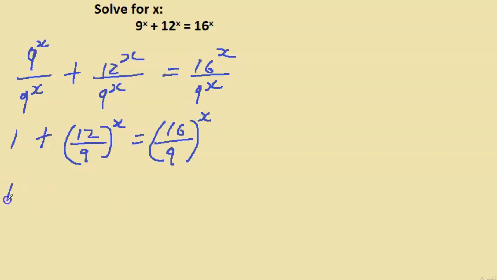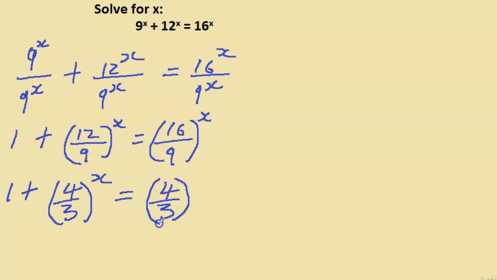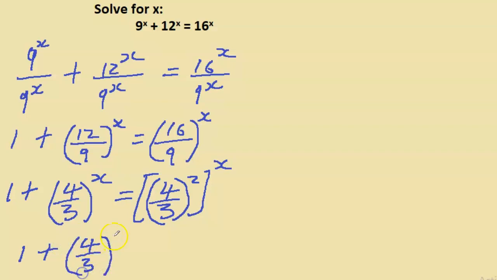Now, 12 over 9 can be simplified. We can divide numerator and denominator by 3, so we end up with 4/3. And of course, 16 over 9 is 4/3 all squared. And of course, we have to put back the exponent there, x. So we end up with 1 plus 4/3 to the power of x.